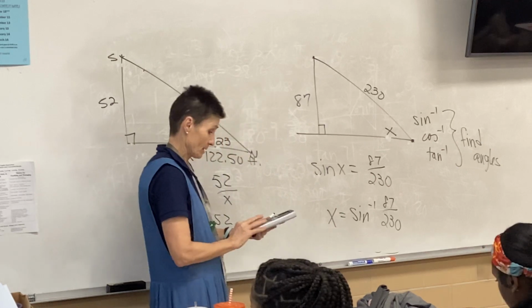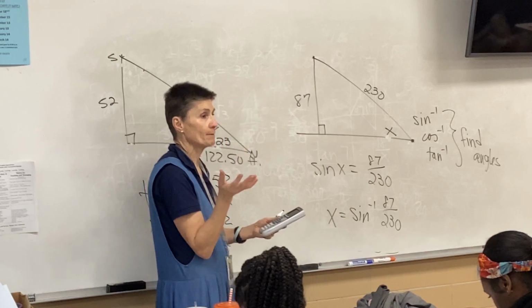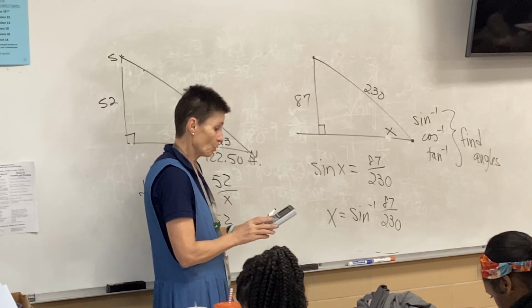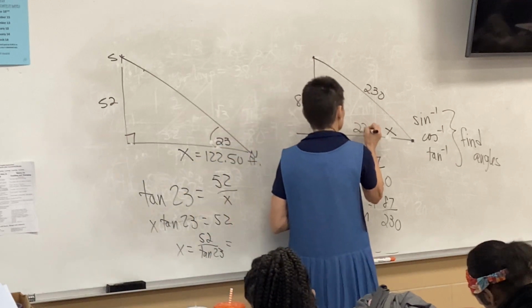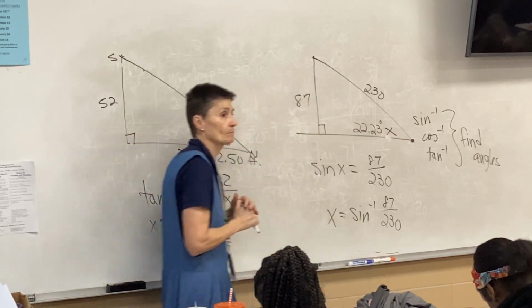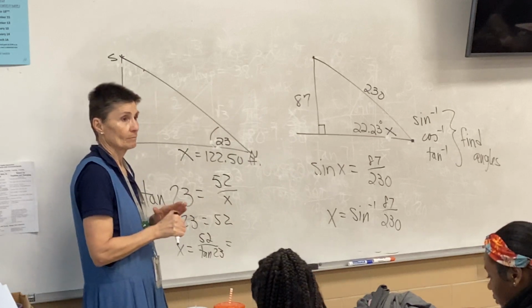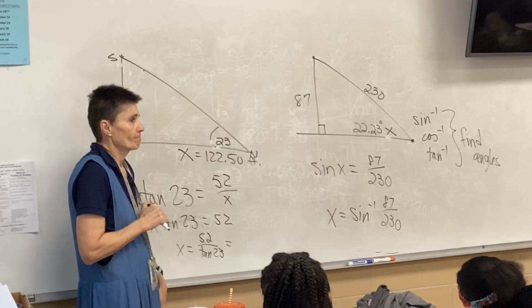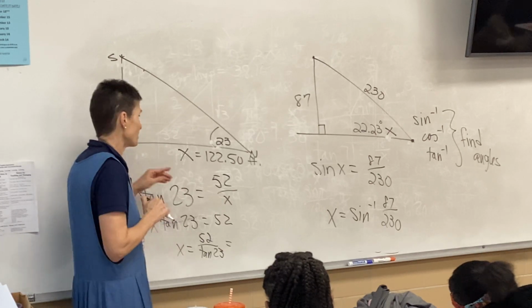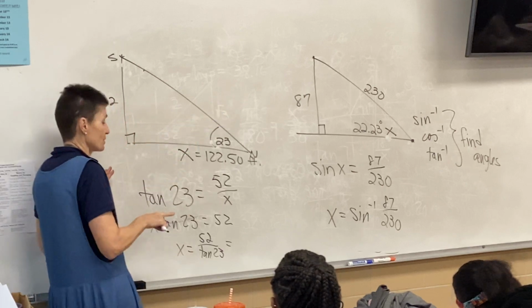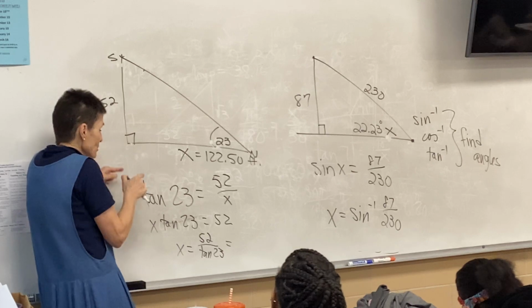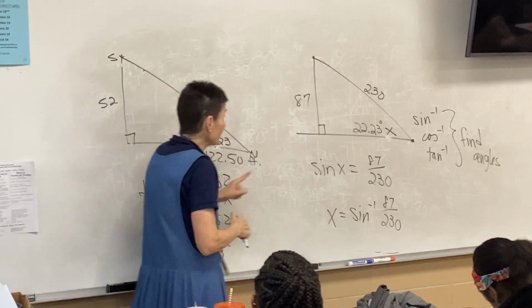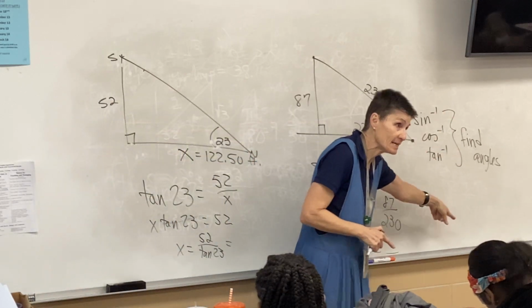So here I go. Second sine, which is right above your sine button. Second sine, 87 divided by 230. 22.23 degrees. Kara, did you get that? Okay, so let's make sure no one's confused. On this problem, I used regular tangent because I knew the angle. I only use these buttons when I am finding the angle.